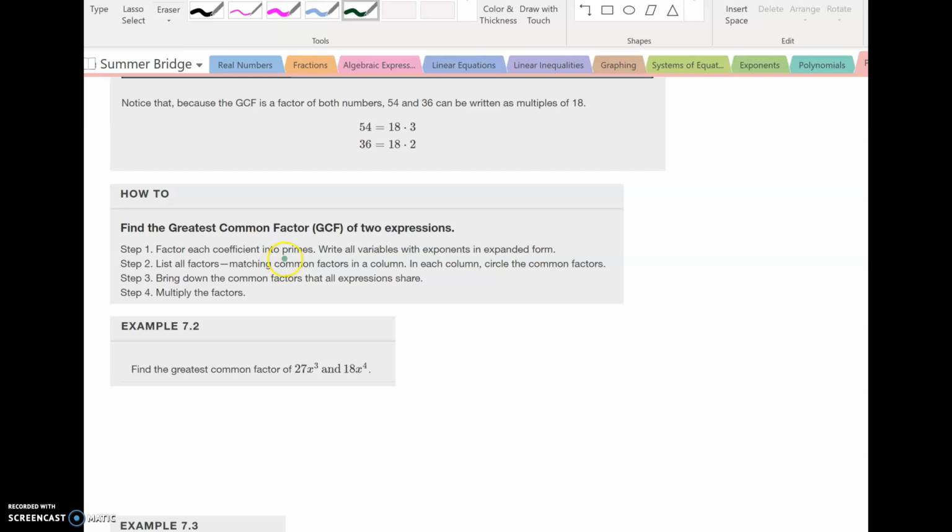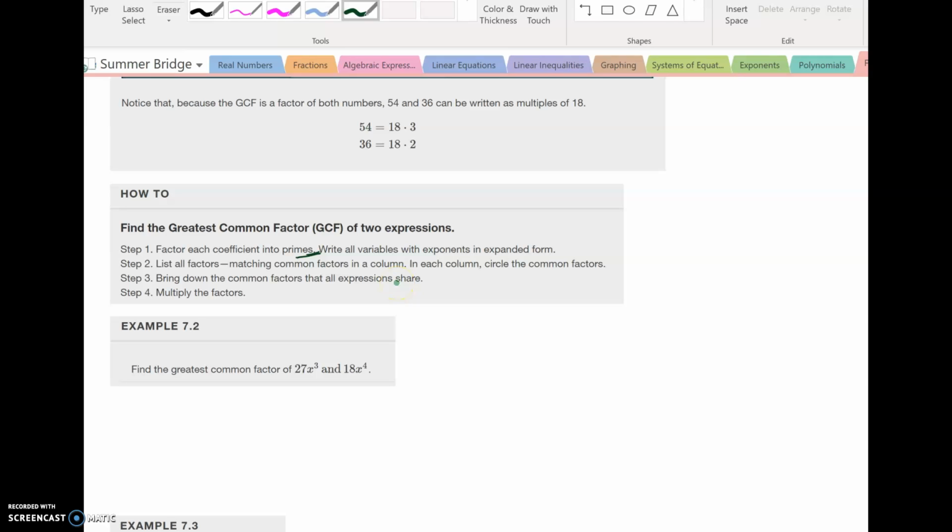So a couple of different ways that we can go about finding these: factor each coefficient into primes and write all variables with exponents in expanded form. Then we list the factors, match all the factors in each column, and circle the common ones. Then we multiply those factors.